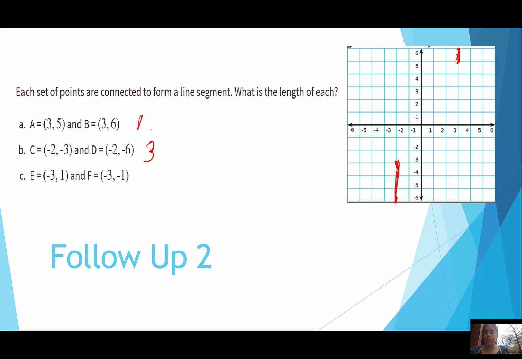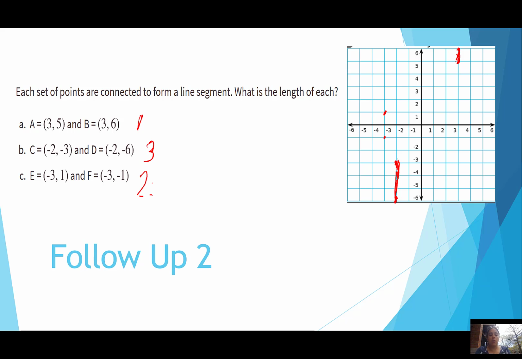All right, let's look at E. E is -3, 1. I'm going over -3, up 1. And then I have -3, -1. So let's see, the distance back to the x-axis is 1 from this side and 1 from that side, making the line segment 2 units long.